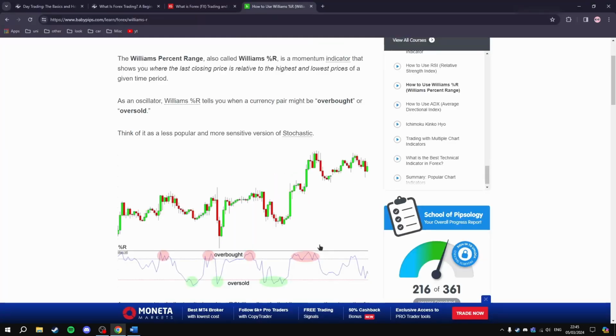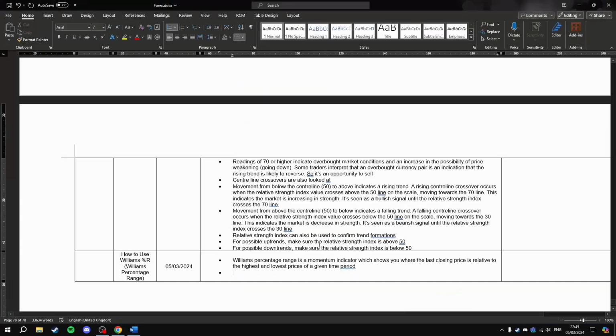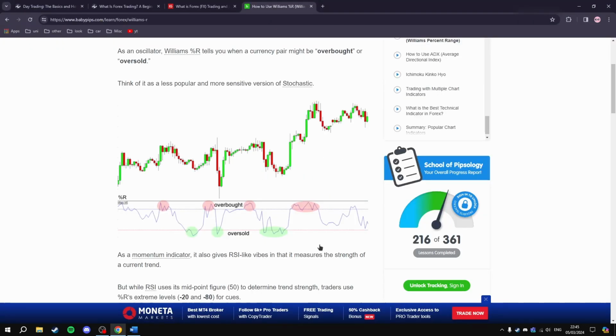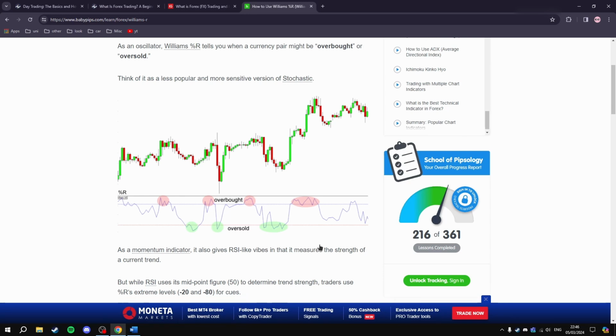As an oscillator, Williams percentage R tells you when a currency pair might be overbought or oversold. Williams percentage range tells you when a currency pair might be overbought or oversold. Think of it as a less popular and more sensitive version of a stochastic.